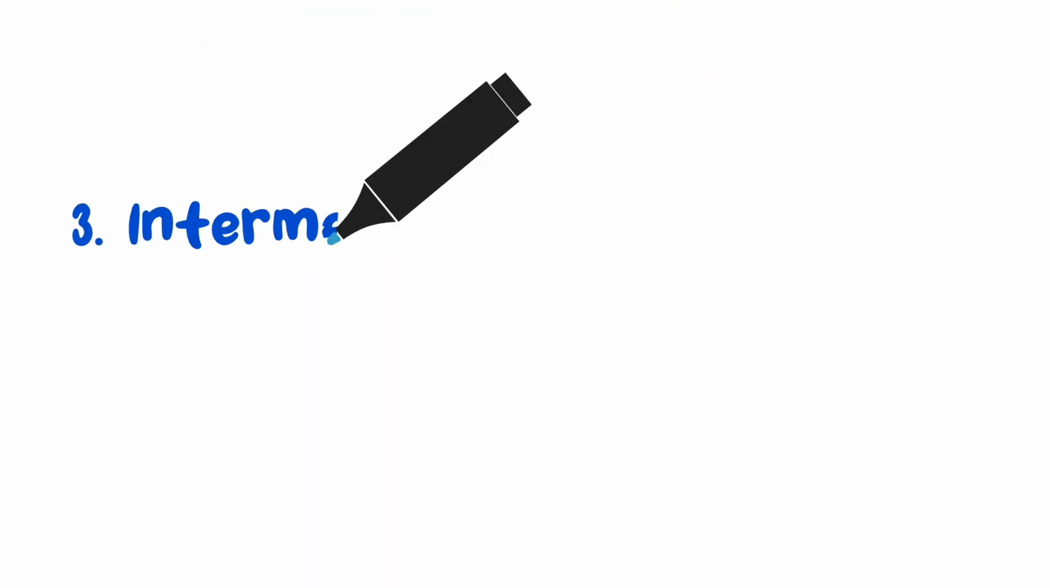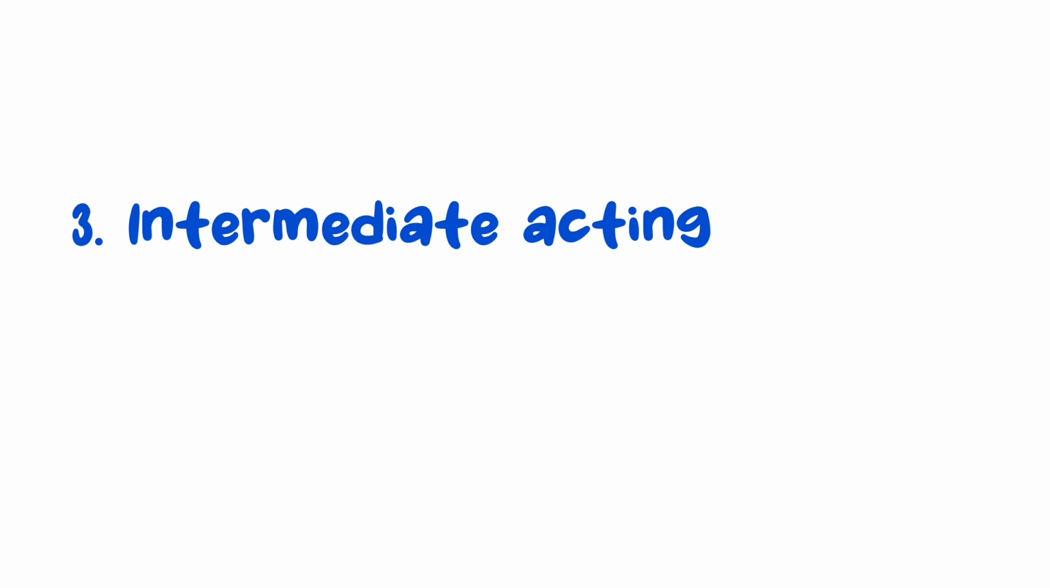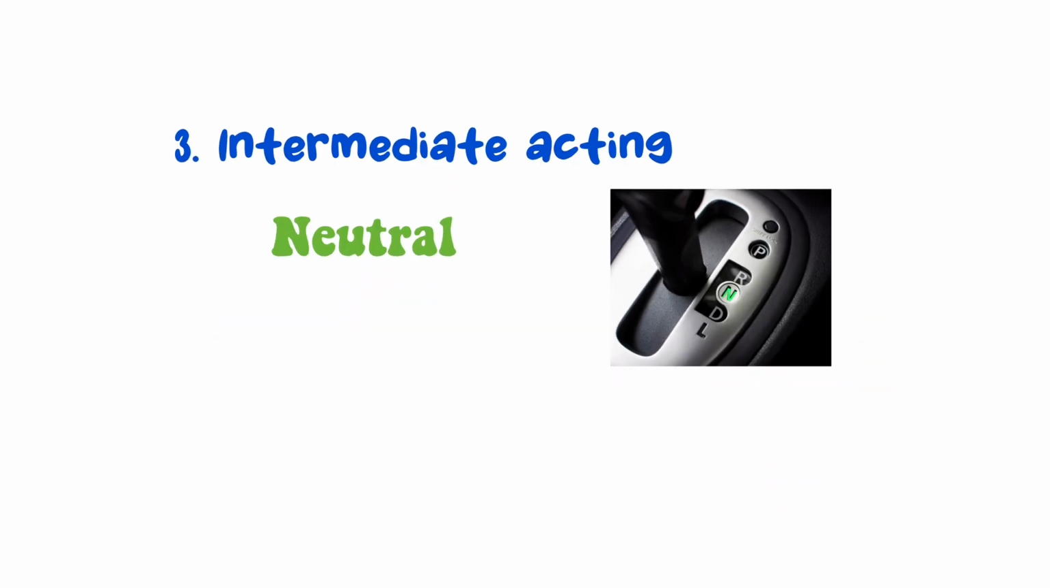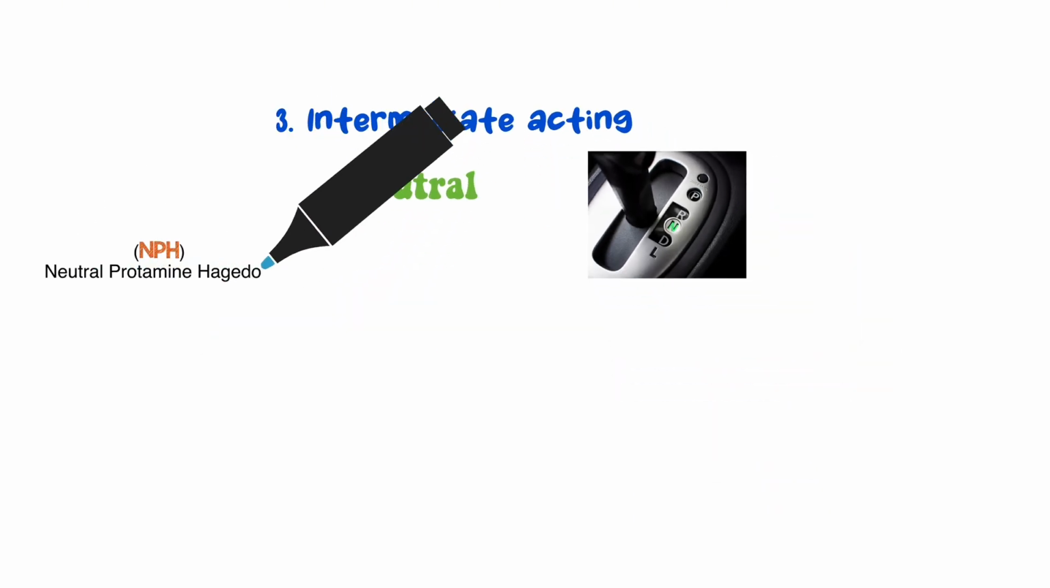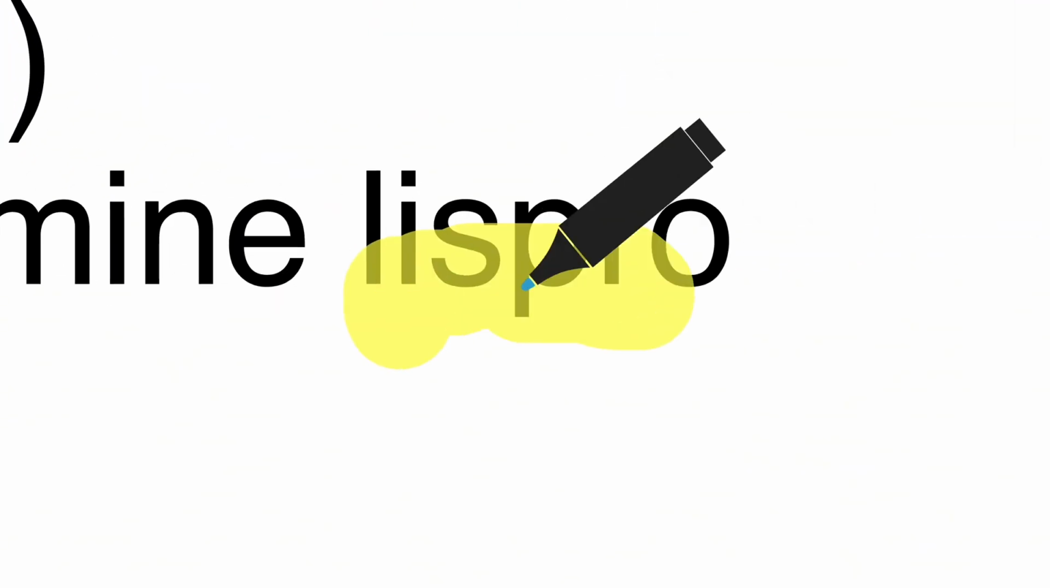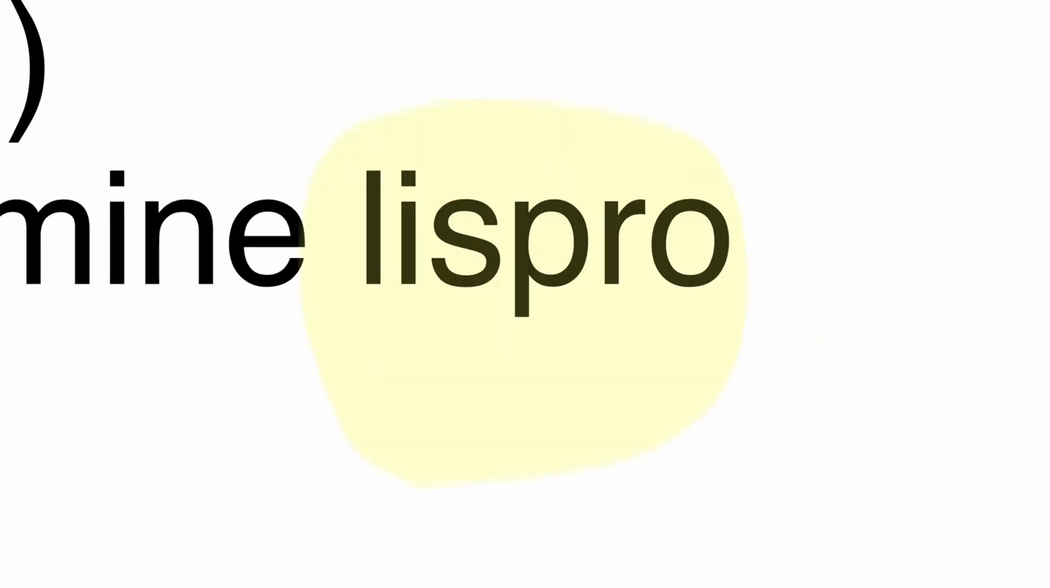Thirdly, intermediate-acting insulin. Look inside your car, and you will see the letter N, which stands for neutral. So, intermediate means neutral. The 2 generic names start with the letter N, and as we said, N refers to neutral. The first one is NPH, neutral protamine Hagedorn, also known as isophane insulin suspension. The second one is NPL, neutral protamine Lispro. Wait a minute, do you recognize Lispro? Yes, from the rapid-acting insulin.